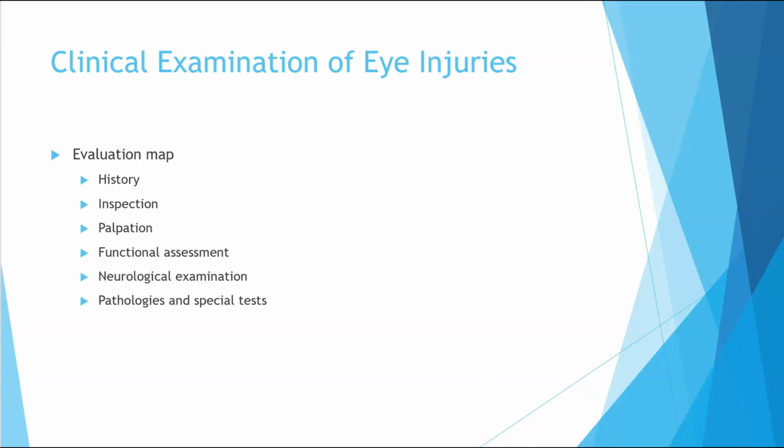Functional assessment, so being able to read signs far away, tell how many fingers are holding up, whatever the case may be. And then neurological exam, we're going to get more into when I talk about the concussion evaluation, but we are going over some of it here. And then there are a couple of different special tests and pathologies that we'll go over.